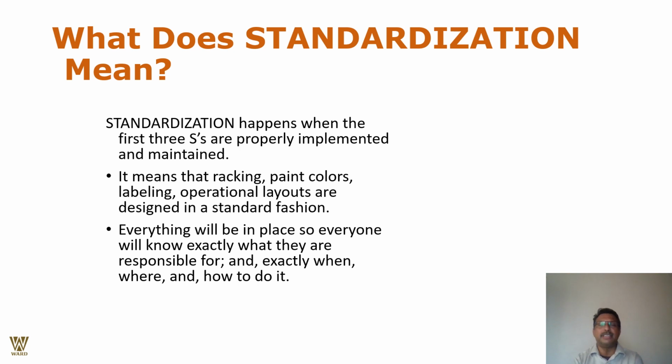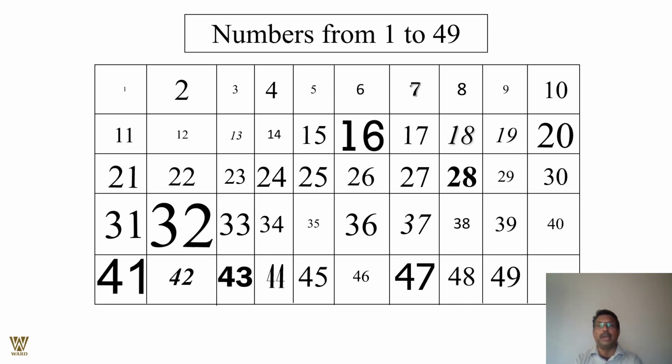So what does standardization mean? Standardization happens when the first three S are properly implemented. It means that racking, paint, color, label, and operational layouts are designed in a standard fashion. Everything will be in place so that everyone will know what is required, who is responsible, when it is to be accessed, from where it is to be done, and how to do it.